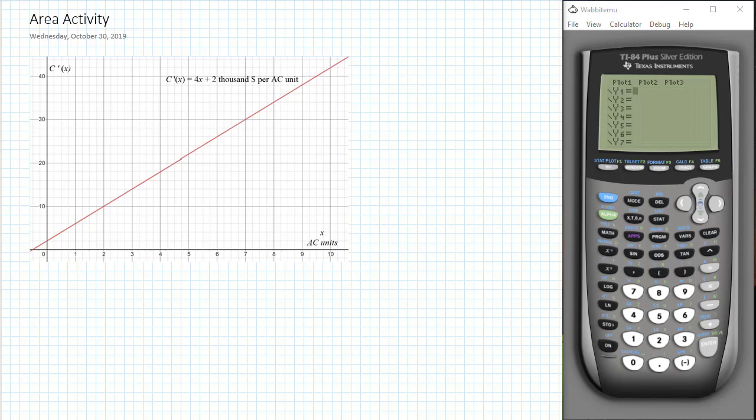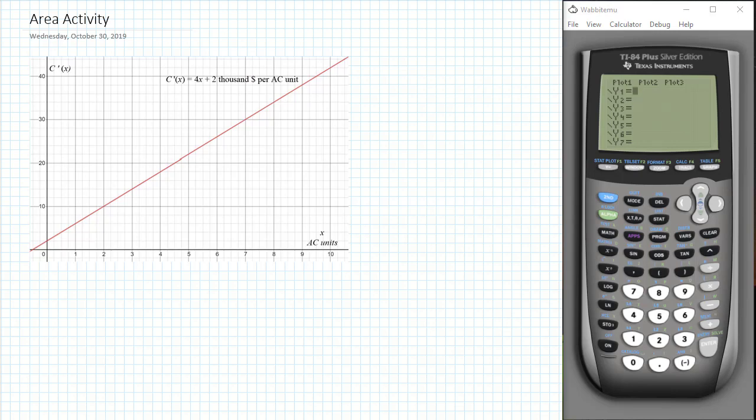Hi, this is Dr. Dave, and in this video I want to run through an activity with you that will give you an idea of how important area is to antiderivatives. So what you see in front of you here is a graph of the marginal cost. It's the derivative of the cost function.